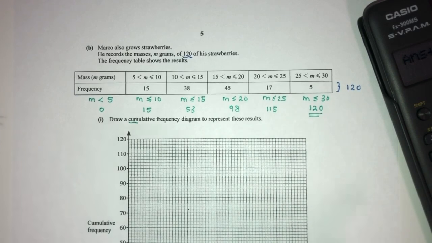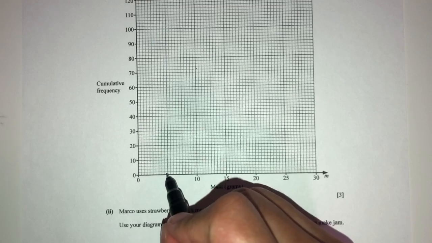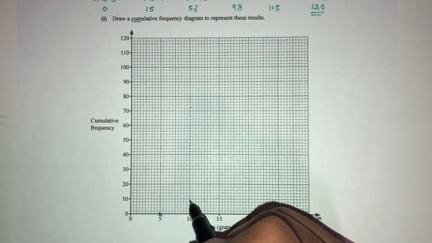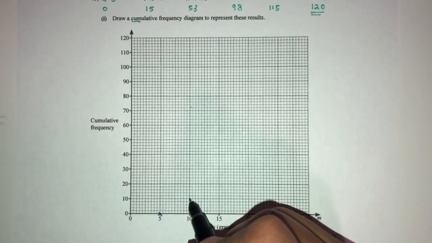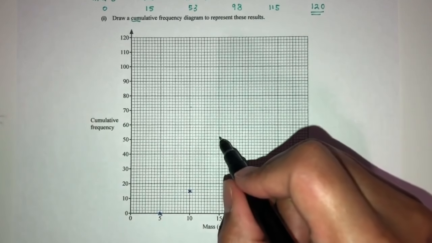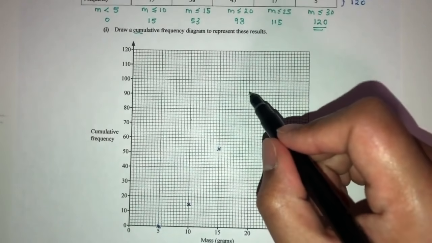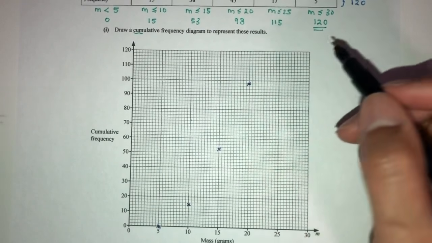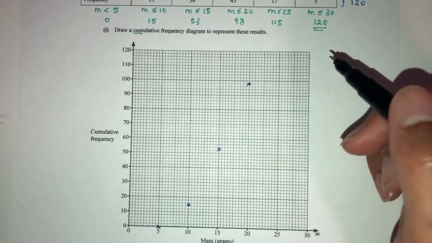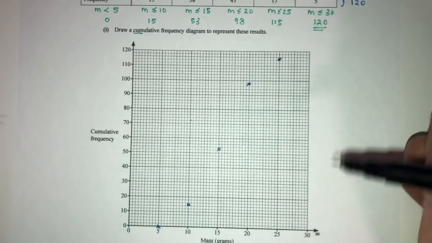Now after having these, we can draw our cumulative frequency graph. One by one: 5, 0 will be right here. Then we have 10, 15, right here. Then 15, 53, right here. Then we have 20, 98, right here. Then we have 25, 115, right here, and then finally we have 30, 120.